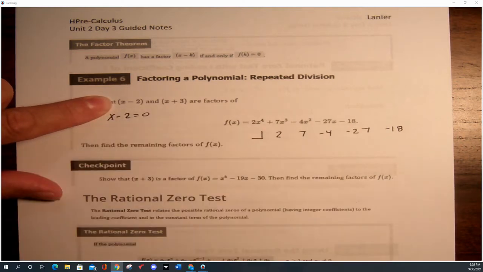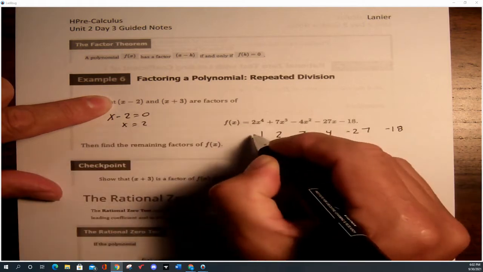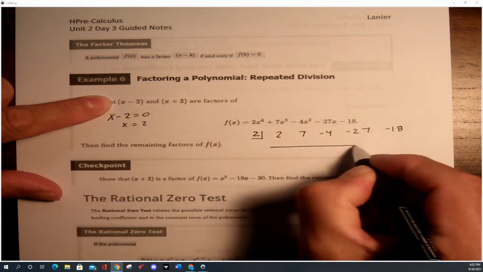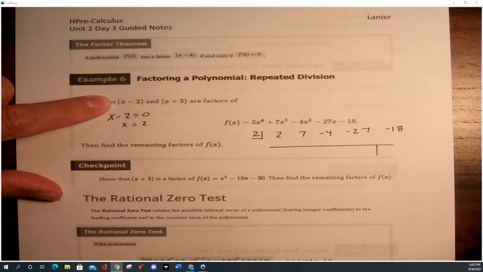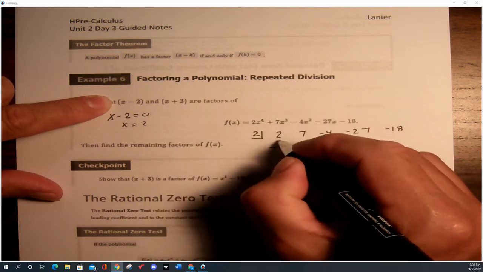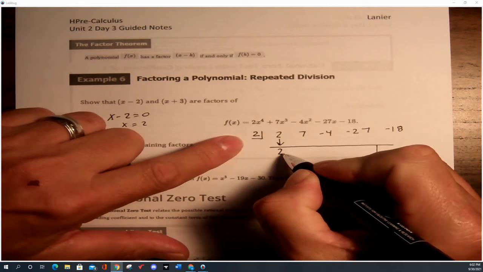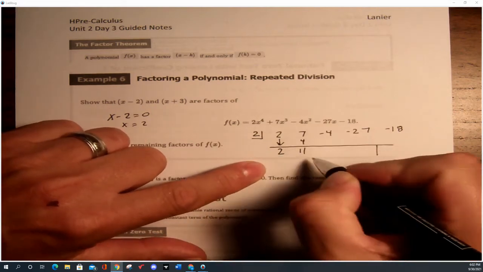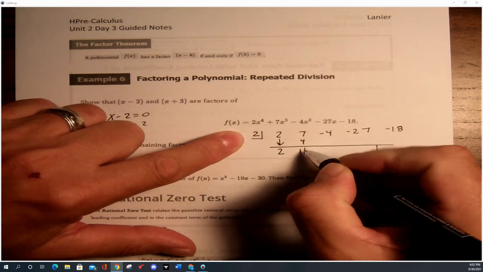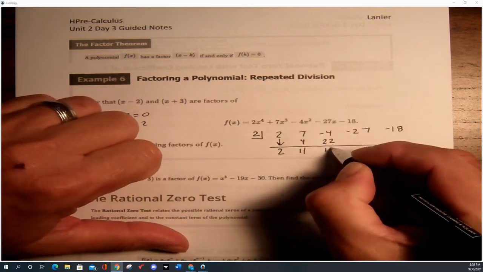Obviously, it's going to be a positive 2. So we'll put a positive 2 right here. And then I'll divide. Remember, this last number right there is going to be our remainder. So using synthetic division, let's bring down the first number. And then we'll multiply 2 times 2 to get 4. Let's combine like terms right here. That gives us 11. Again, multiply 11 times 2 to get 22. Combine like terms, that gives us a positive 18.